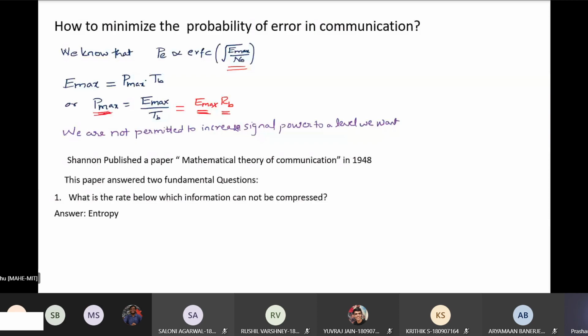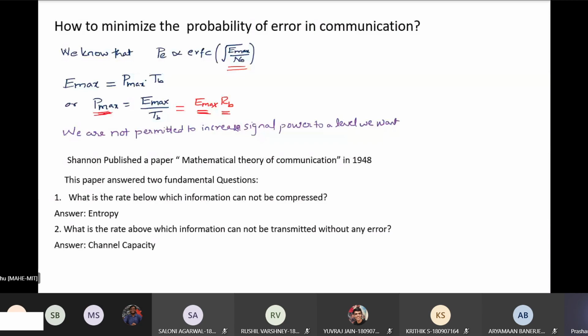It is the entropy below which you cannot compress the data. The second question, which was there before his paper came into the picture, was: what is the rate above which information cannot be transmitted without any error? Our intention was to reduce the probability of error by increasing the SNR. So what is that value? What is the rate above which we cannot transmit the information without any error? That is answered by the paper.